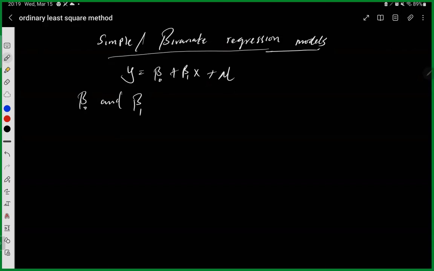What I was trying to say is that, as you can remember, beta naught tells us how much y will be if x is 0. And for beta 1, it says how the dependent variable will vary as a result of a 1 unit change in the independent variable, whether positive or negative change. That's what these two tell us.